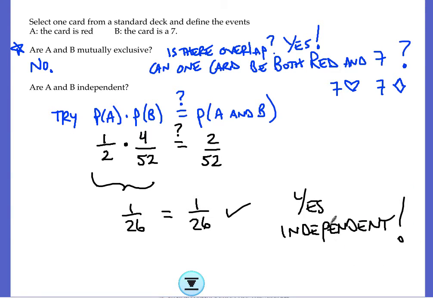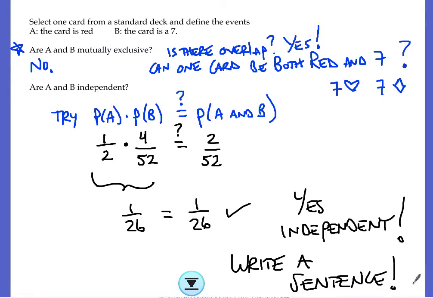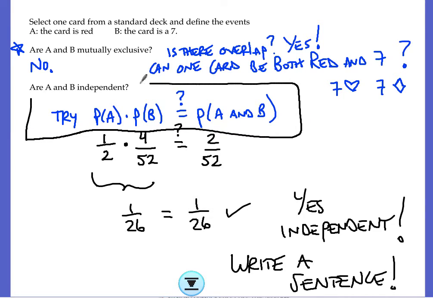Now, if this was on the AP test, write a sentence. Oftentimes, you need to back it up with some sort of formula like this. So refer to the fact that you tried this formula, show your work, and write a sentence about the fact that you know that they are independent. Okay?